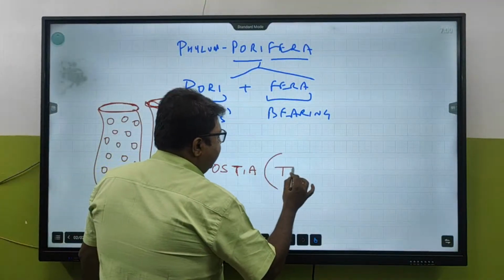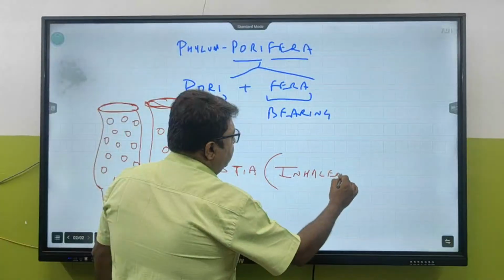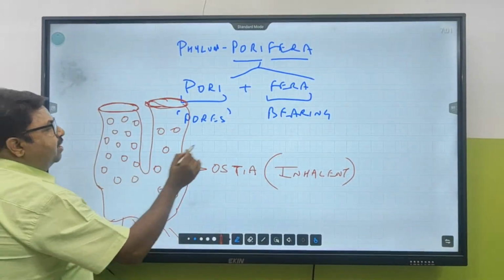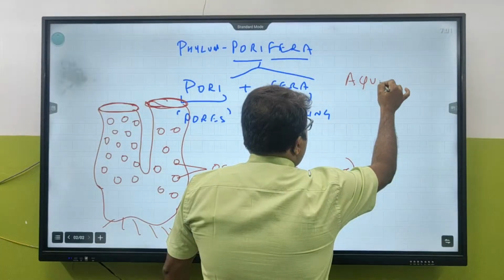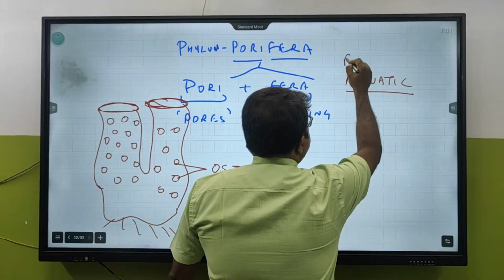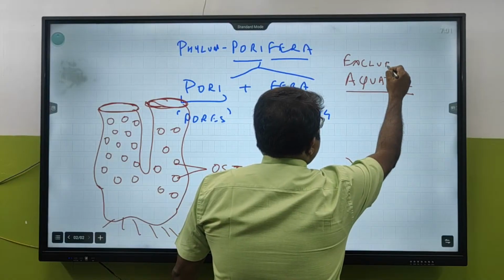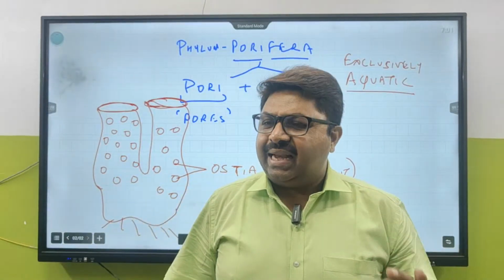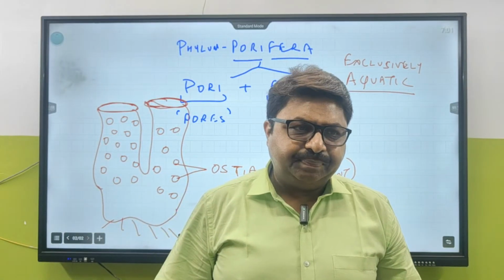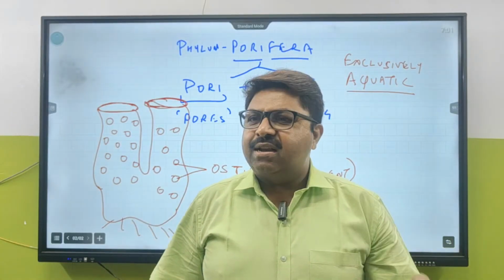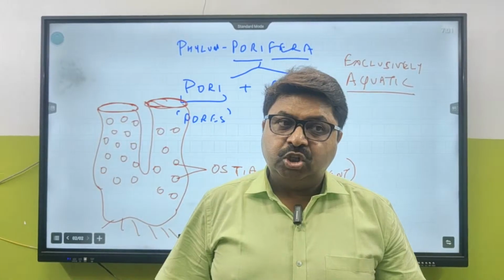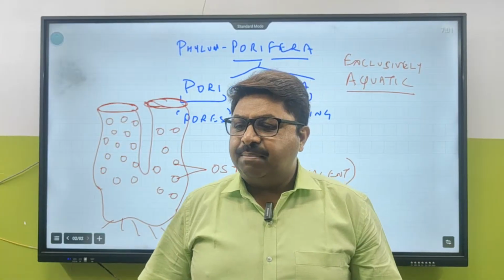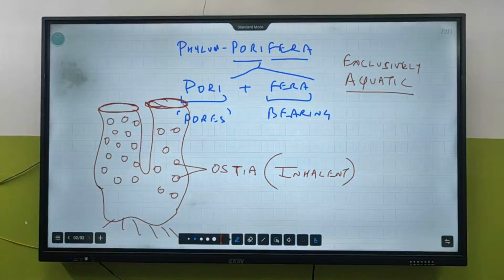And these ostia are the inhalant pores. What does inhalant mean? Poriferans are completely aquatic, exclusively aquatic. You cannot get any example that is a land dweller. Aquatic means they can live in marine as well as fresh water. Very important, you have to know the examples of marine and freshwater sponges.